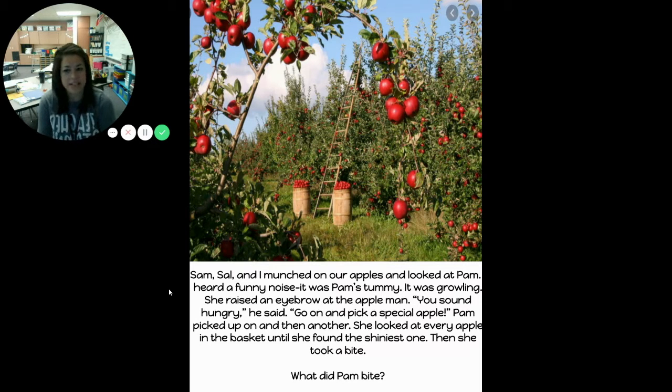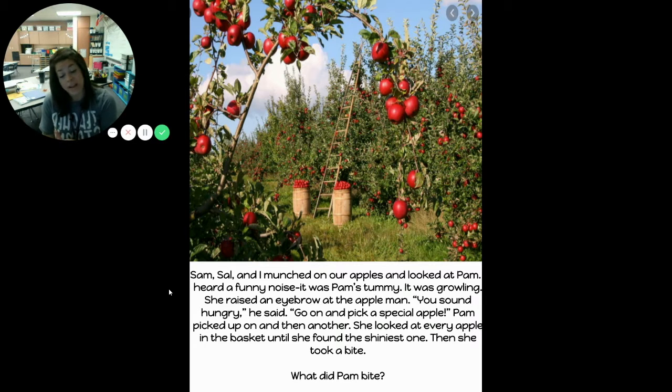What did Pam bite? Remember, like we did yesterday, Sal took a bite of the big apple because those are the words that we use to describe it. We described big apple. Well, what did Pam take a bite of? Pam took a bite of a shiny apple. We want to make sure that we're using those descriptive words. So she took a bite. Pam bit the shiny apple. That's what we want to write because we're just using more descriptive words to help our sentences along.